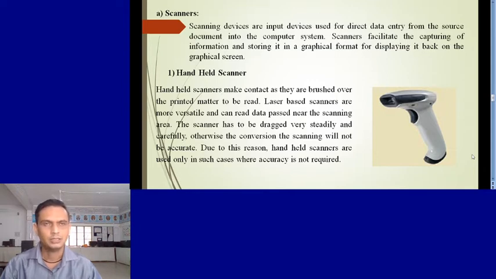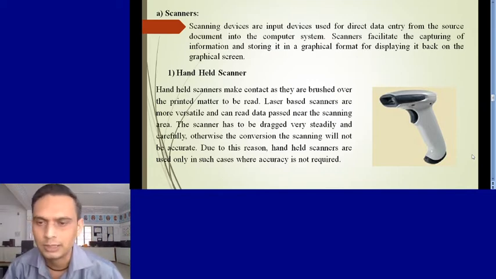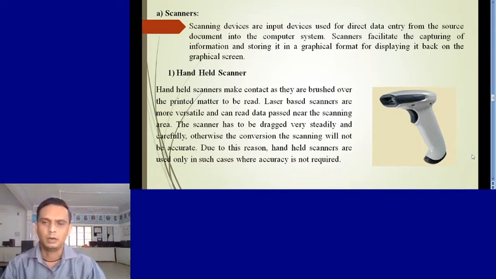A handheld scanner is just like a brush. When we want to paint something on a canvas, we move a brush over the canvas. In the same way, to read print matter from a document, we brush over that document using the handheld scanner. The scanner has to be dragged very steadily and carefully.